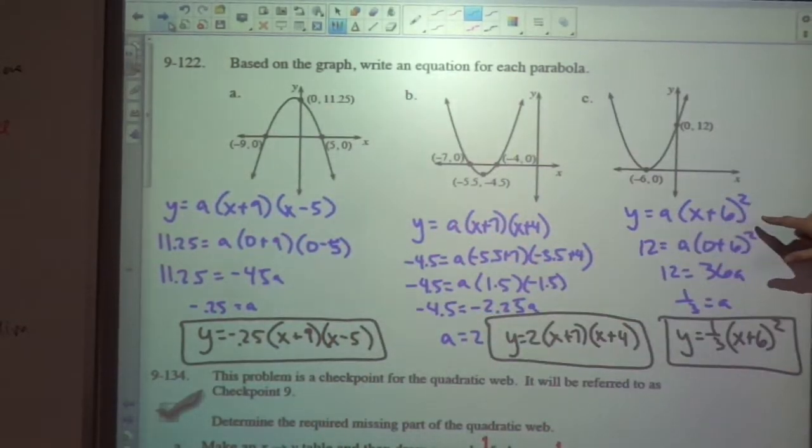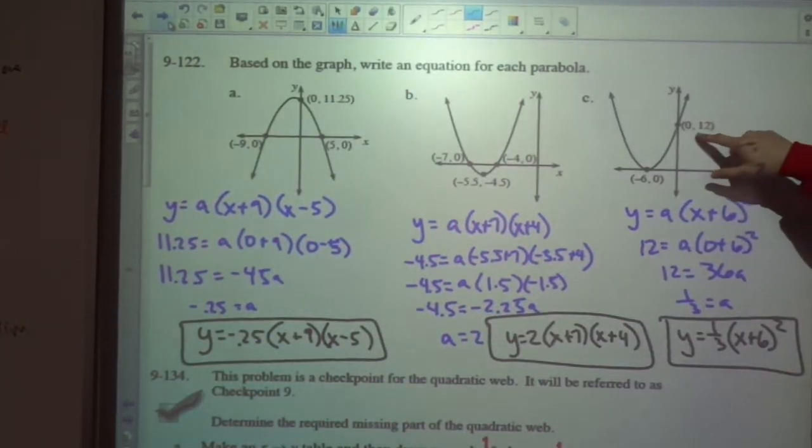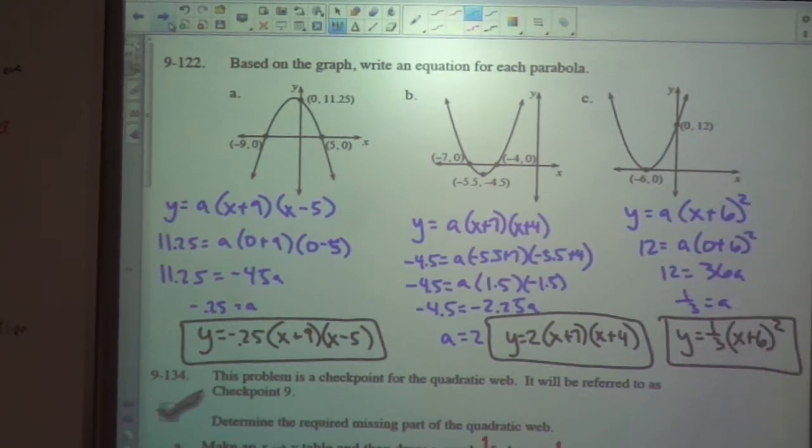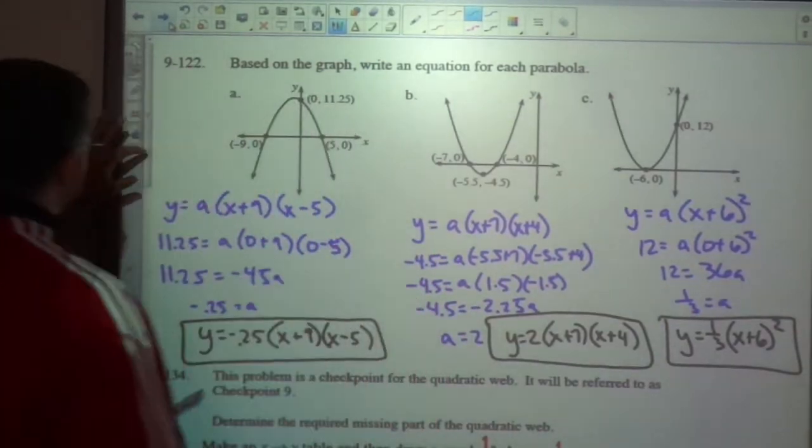Again, I set it up as a starting equation. They give me this, so I plugged in 0 for x and 12 for y, and I solved this and I got 1/3. So 1/3 times (x plus 6) squared.